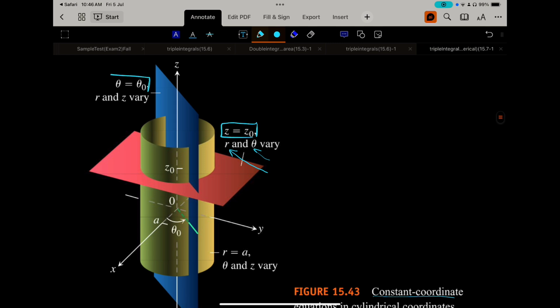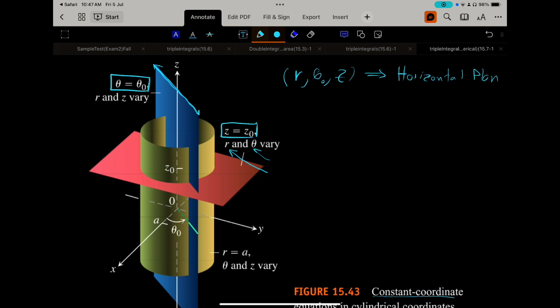If we let theta be constant, so we have r, theta, z, and theta, let's say, is 0, for example. We call it theta naught. When theta is constant, we yield a plane. Why is that? Theta is constant and r is changing, so we have r going all the way to infinity and minus infinity, and z varying in this direction, and so we get a plane. So this yields a horizontal plane.